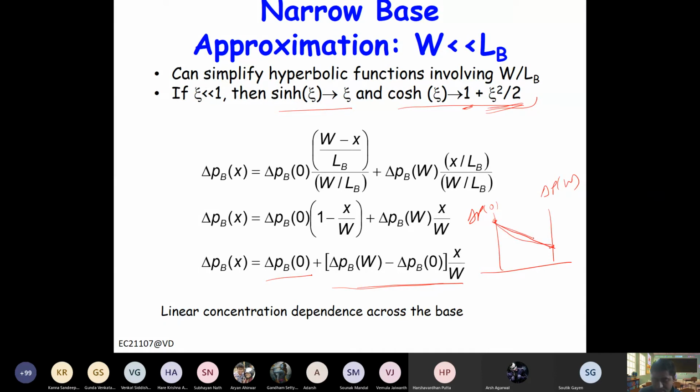But this analysis is useful for charge control because if you consider the total charge as the area, then for slight curvature this charge will not change, right? So from the charge you can get the base current, and this will give your IEP, which will be almost the same as ICP. Correct? So at x equal to 0, this is delta PB naught, and at x equal to W, this is delta PB W.